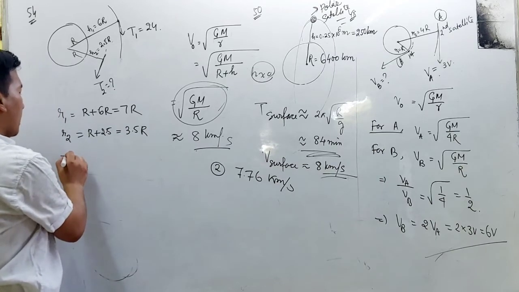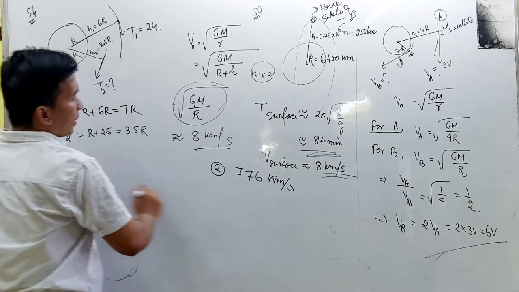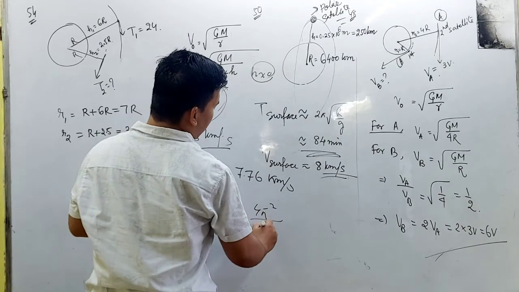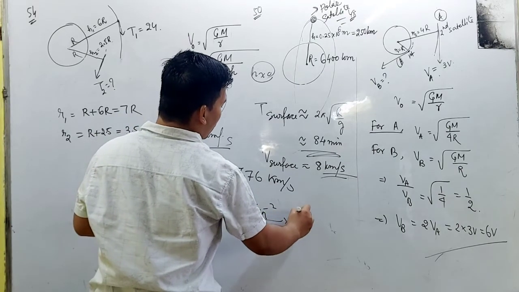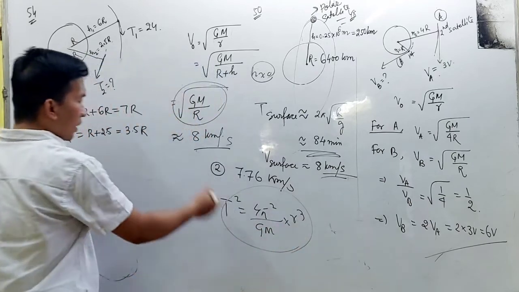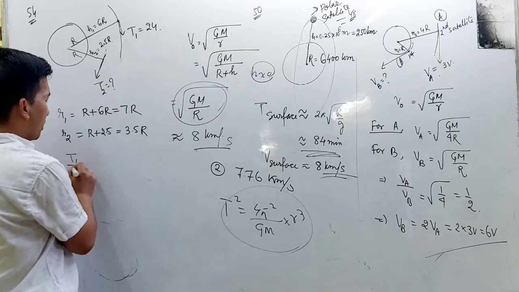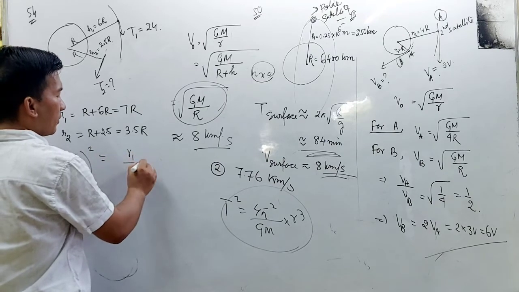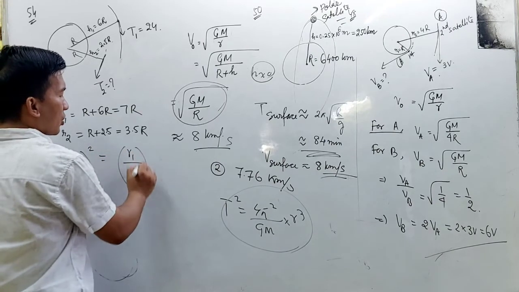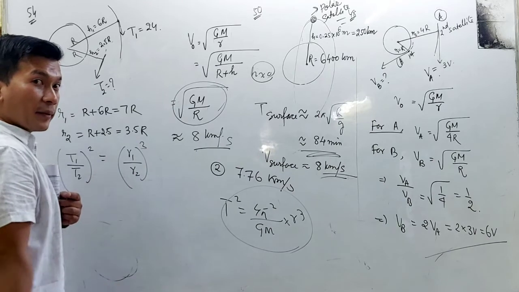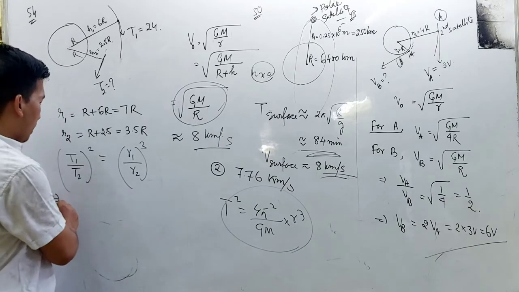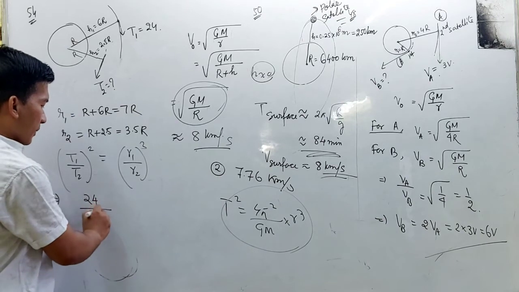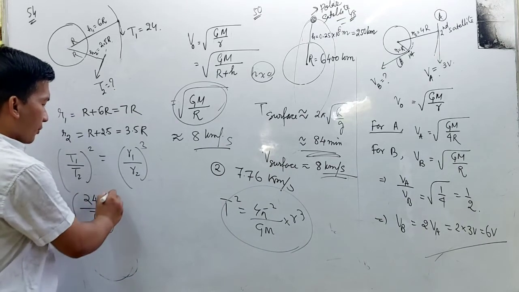Now the time period: T square will be equal to 4 pi square divided by GM into r cube. If we take the ratio of T1 by T2 whole square, it will be equal to R1 divided by R2 whole cube. Can we put like this? This will be T1 value 24 divided by T2 whole square.